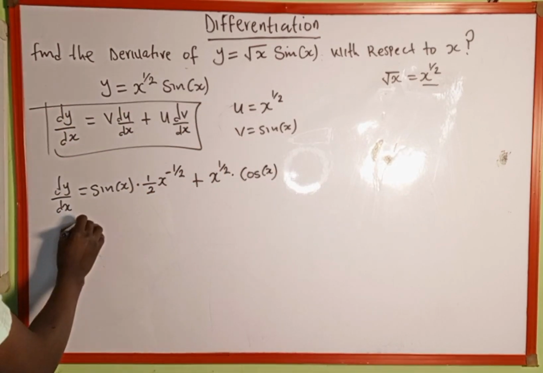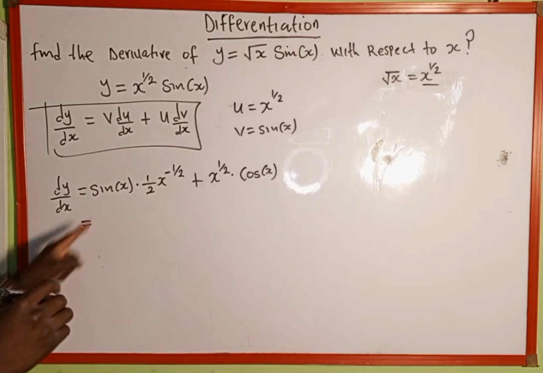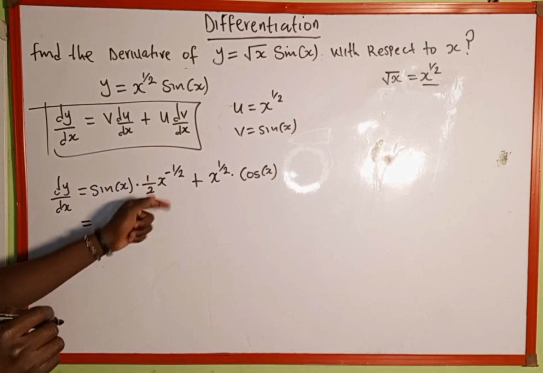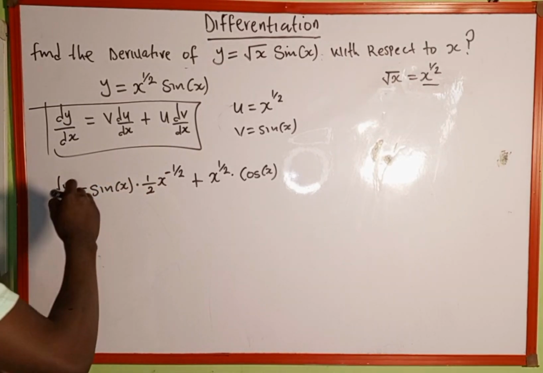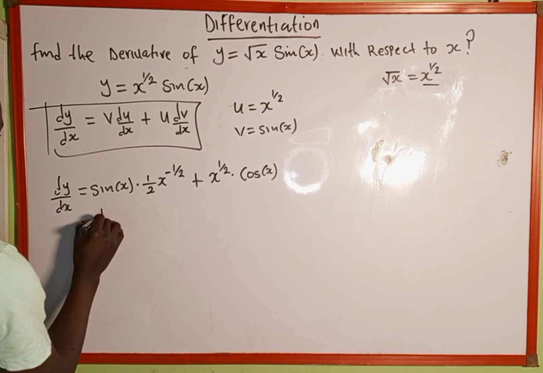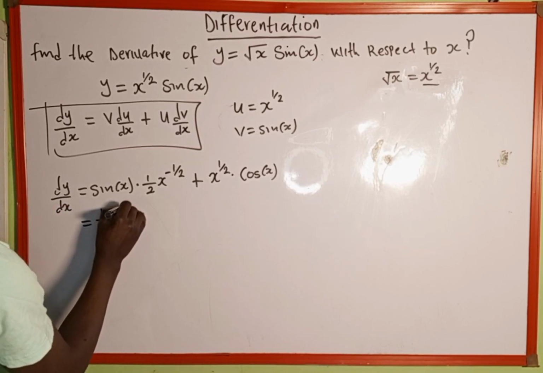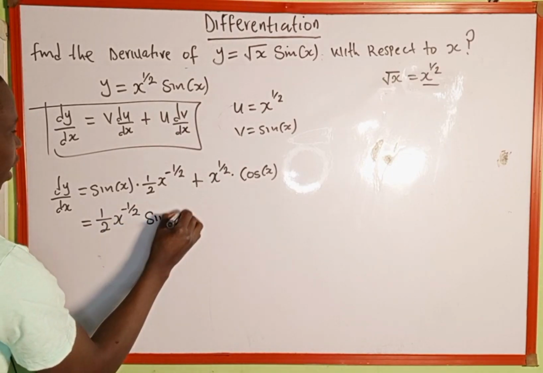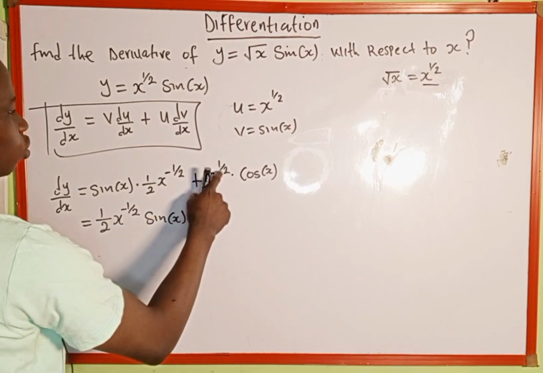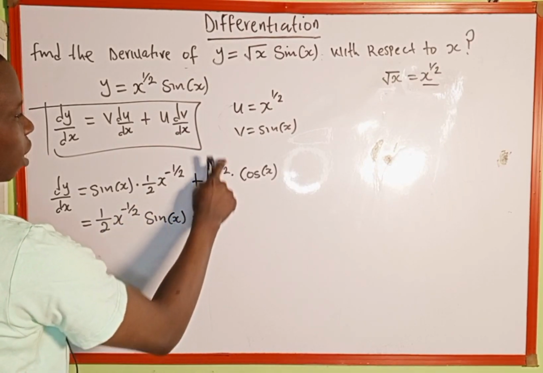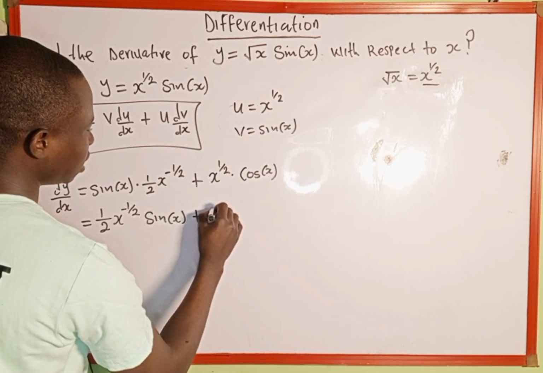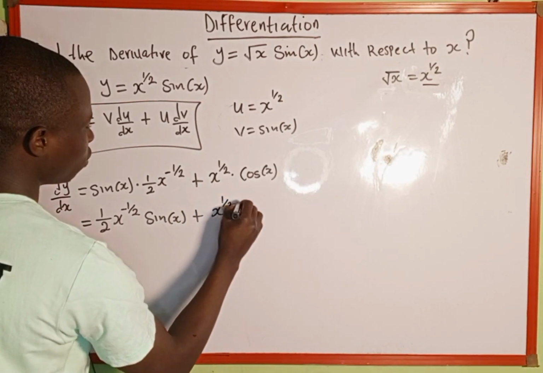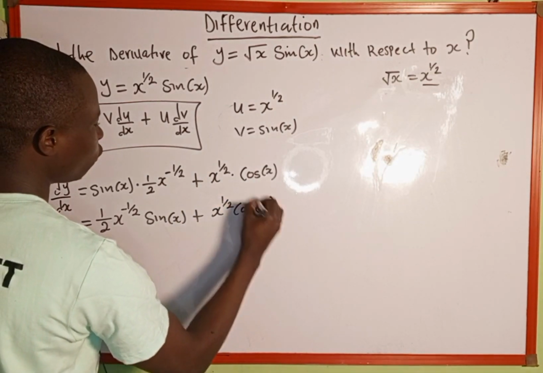So the next thing we're going to do is to multiply and simplify. Sine x multiplied by 1 over 2 x raised to the power of negative 1 over 2 is the same as what? 1 over 2 x raised to the power of negative 1 over 2 sine of x, then plus x to the power of 1 over 2 multiplied by cosine x is the same as what? x to the power of 1 over 2 cosine of x.